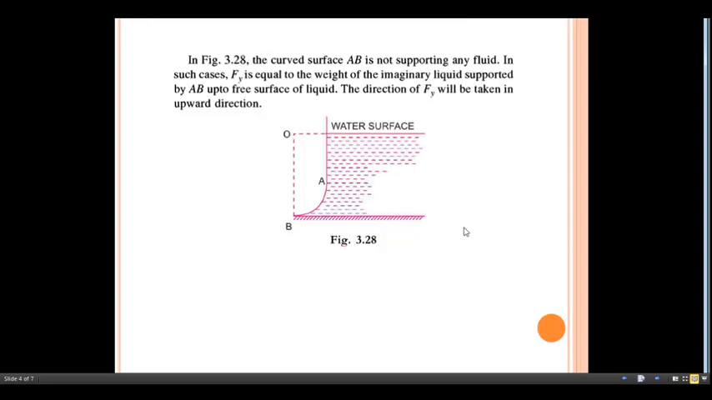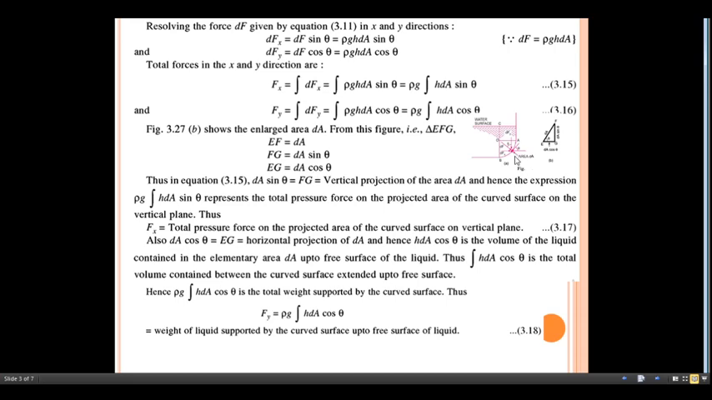Now if you just see this picture, the curved surface AB is not supporting any fluid. In such cases, Fy is equal to the weight of the imaginary liquid supported by this AB up to the free surface of the liquid. The direction of Fy will be taken in the upward direction. So here the direction of this Fy is taken in the upward direction.